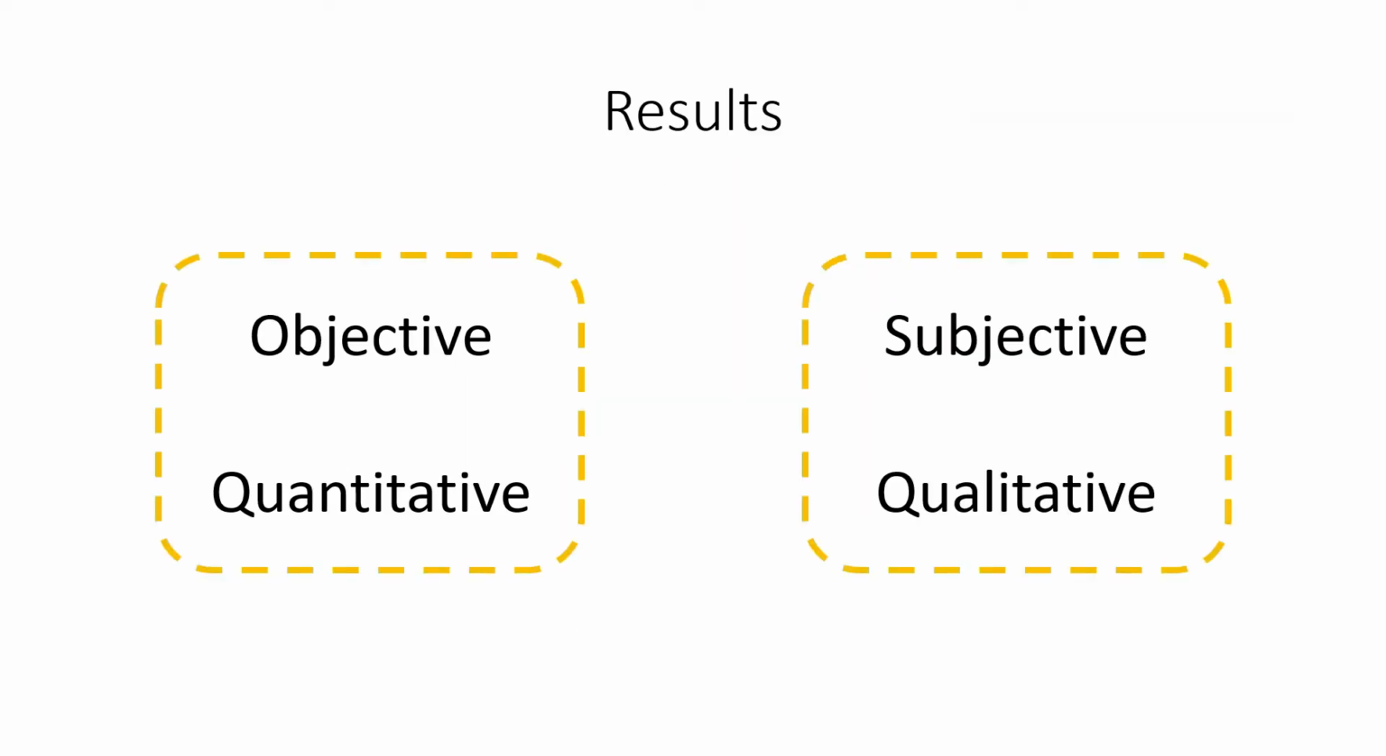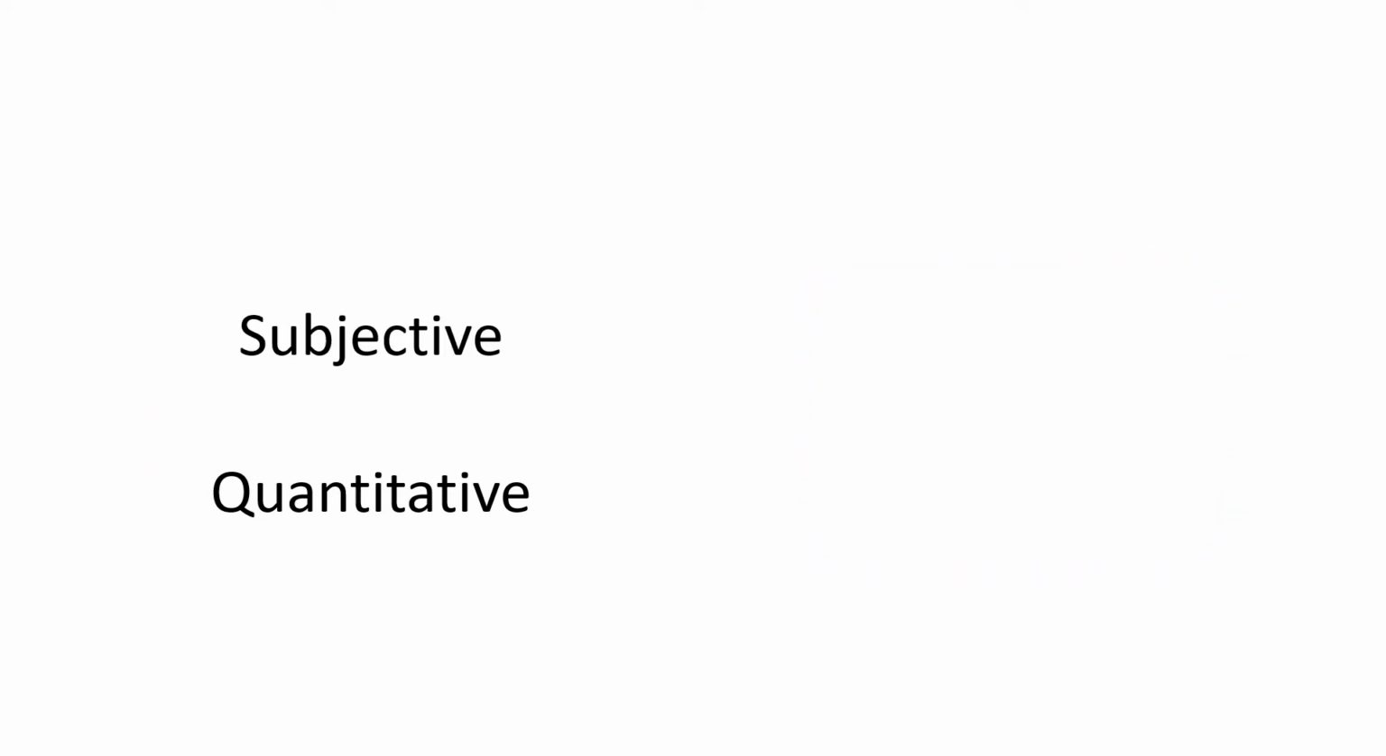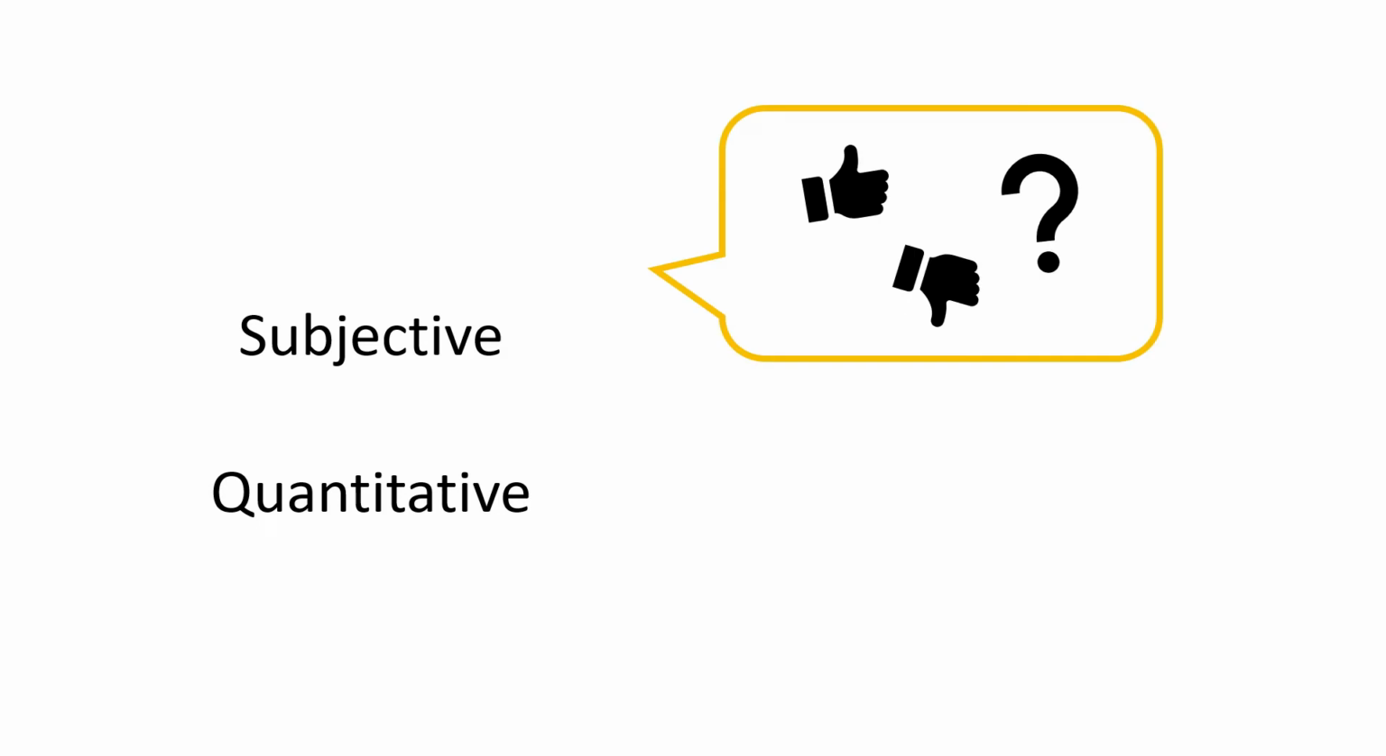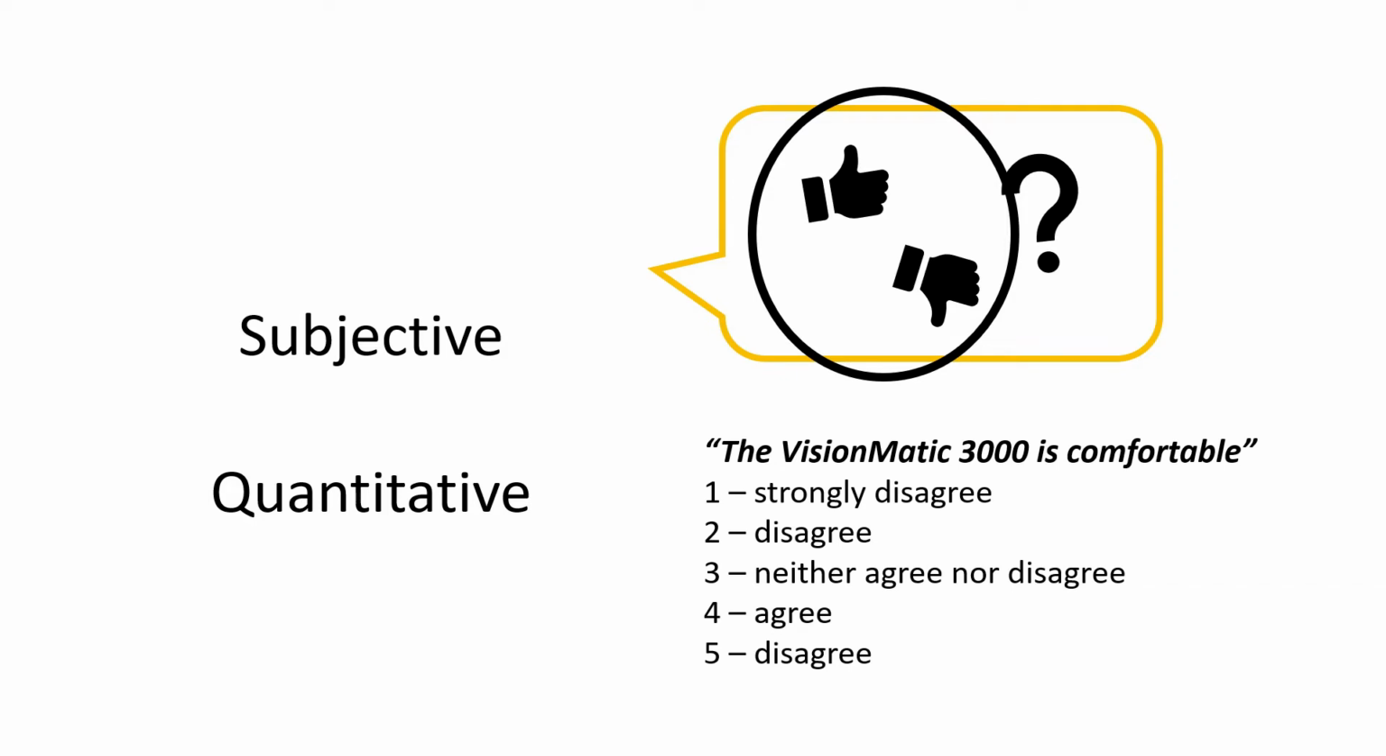Now, most of the time, objective measurements correspond to quantitative measurements, and subjective measurements correspond to qualitative measurements, but this isn't always the case. You might use a numerical scale to quantify a subjective response. For example, on a 5-point scale from strongly disagree to strongly agree, how would you rate the statement, the Visionmatic 3000 is comfortable, or the product is easy to clean, or I would wear this version over that version to school? Having a numerical scale can be very helpful, but remember that these values are subjective, and to be careful when comparing them against each other, especially across different testing sessions.